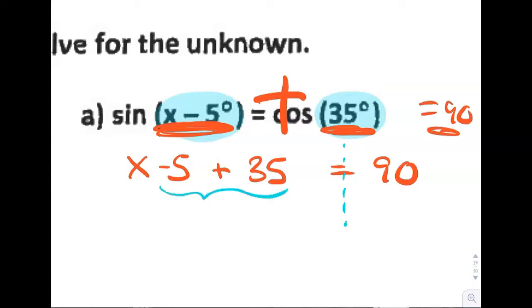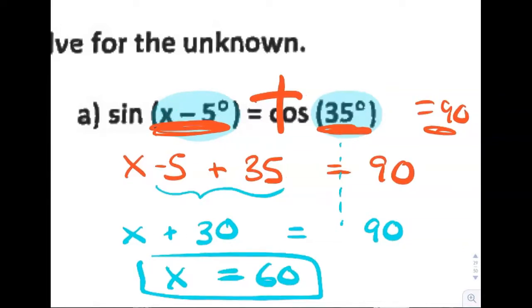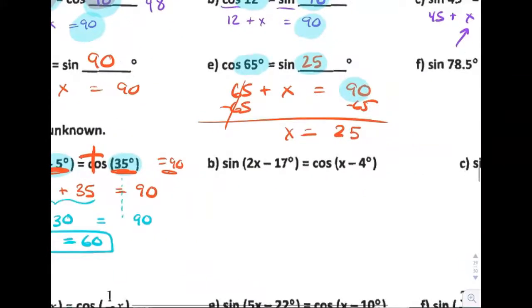Got some like terms here. 35 minus 5. Subtract 30 from both sides, and x equals 60. And we know that's true because if you had 60 here, 60 minus 5 is 55, and then 55 and 35, you make 90. So let's try the next one.